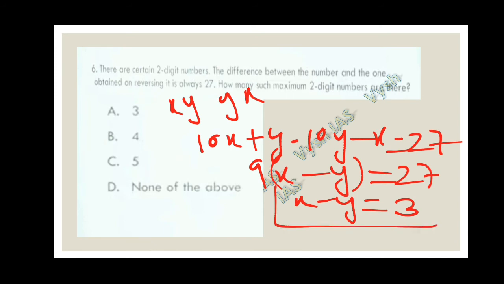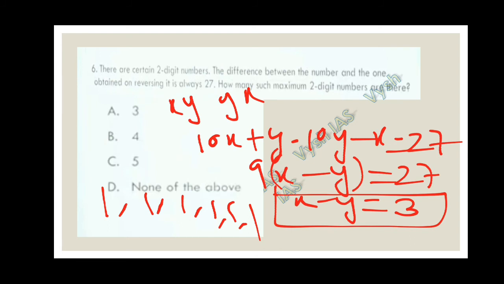So how many such cases are possible? If x is 4, y can be 1. That is one case. If x is 5, y can be 2, another case. If x is 6, y can be 3. If x is 7, y can be 4, the fourth case. If x is 8, y can be 5, the fifth case. If x is 9, y can be 6, the sixth case. So 6 times it is possible.